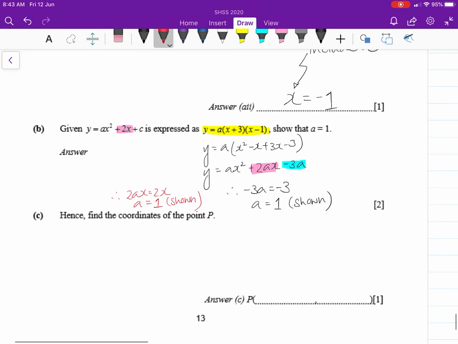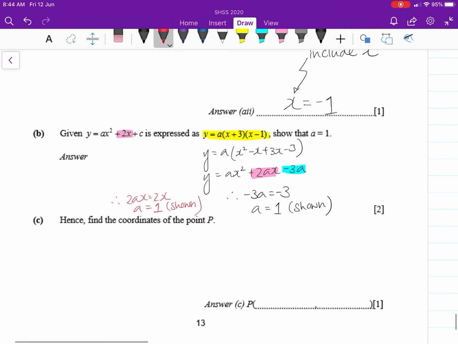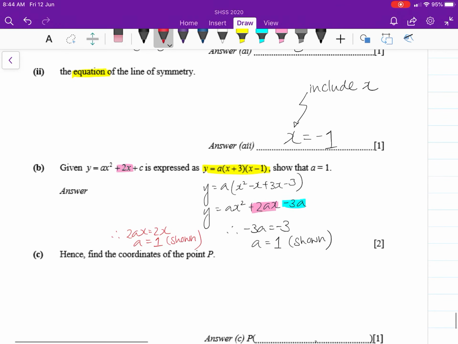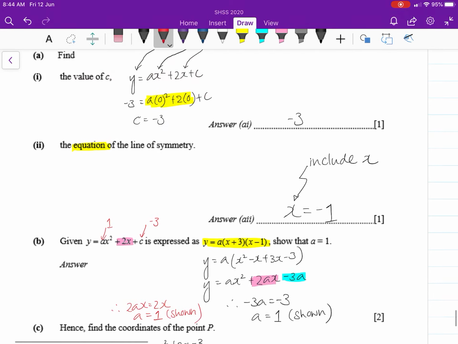Part C. Hence, find the coordinates of point P. Coordinates of point P isn't that difficult because a equals 1. So you literally have the entire equation already. You have y equals x squared plus 2x minus 3. That is the entire equation. If you substitute a equals 1 and c equals minus 3 inside the equation. That's the equation. How do you find the coordinates of point P?